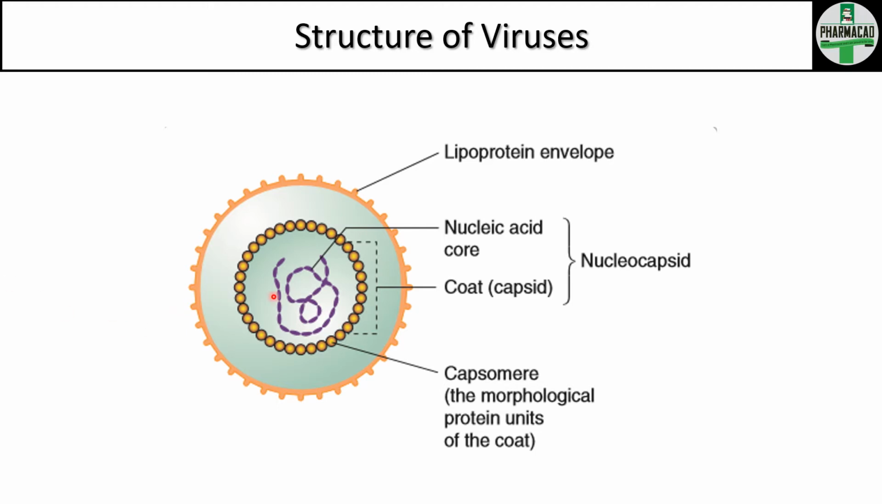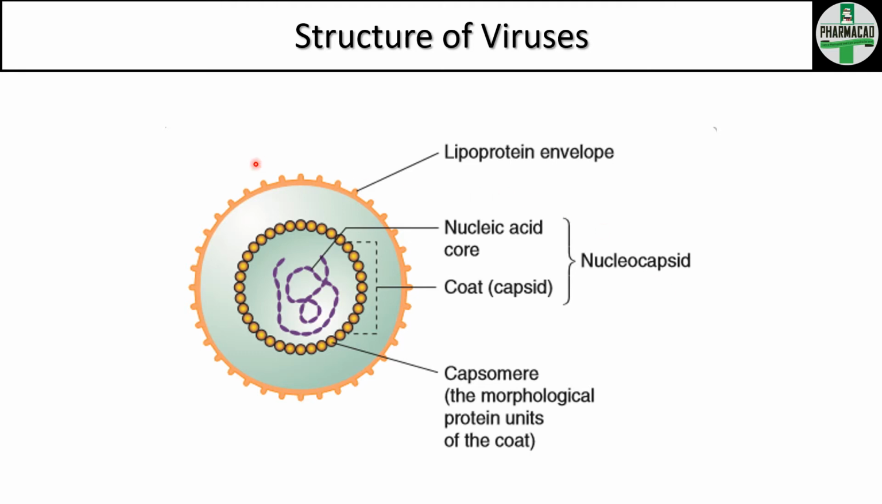The nucleic acid is covered with a layer of protein called capsid. Capsid is made up of small non-identical proteins called capsomers. Due to this non-identical structure, it is difficult to target the capsid by drugs. Nucleic acid and capsid together are known as nucleocapsid.